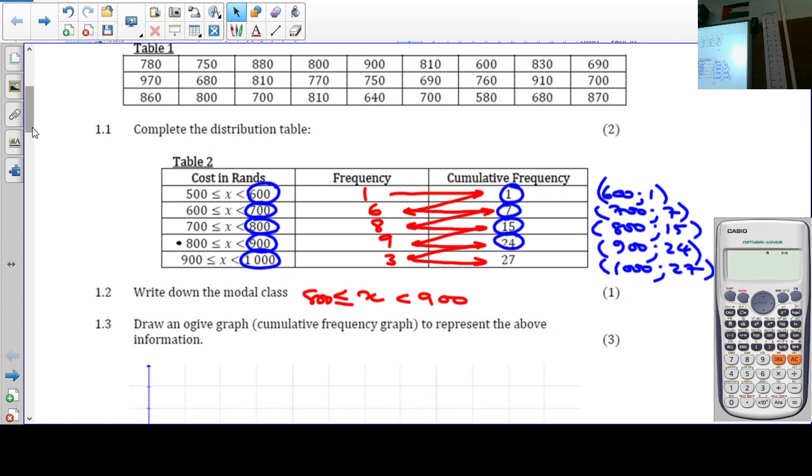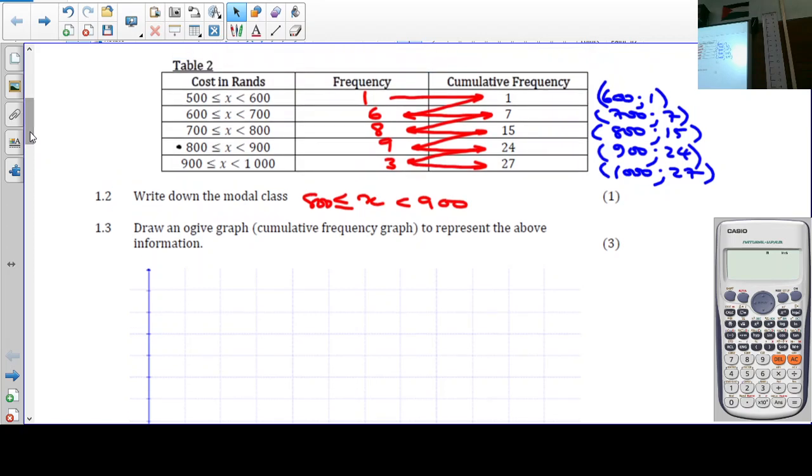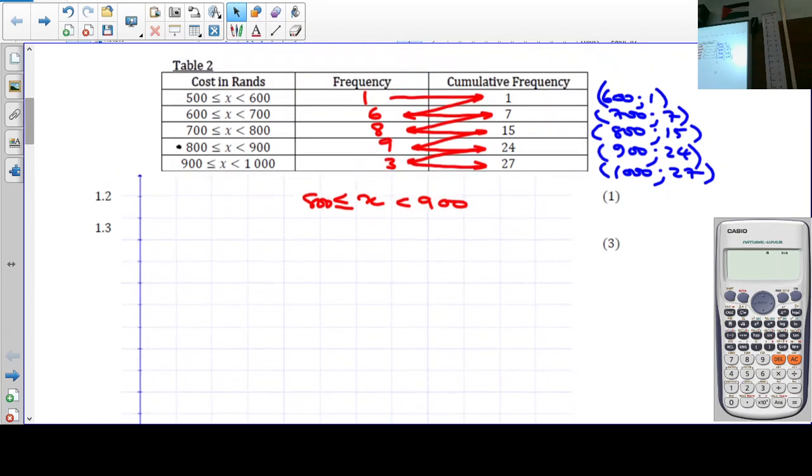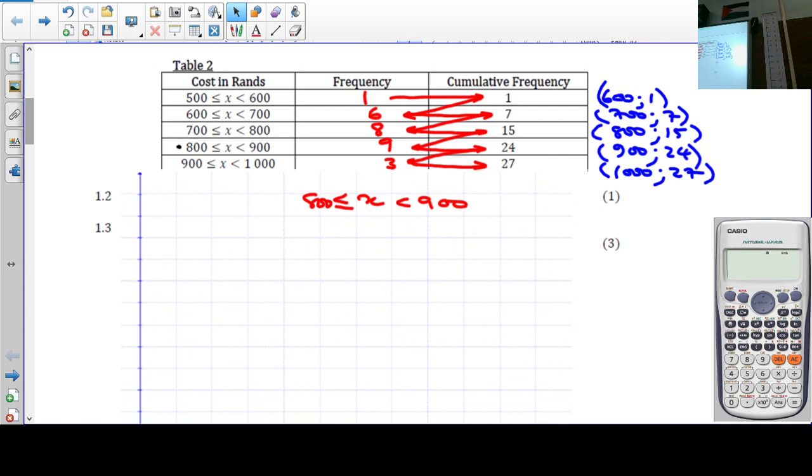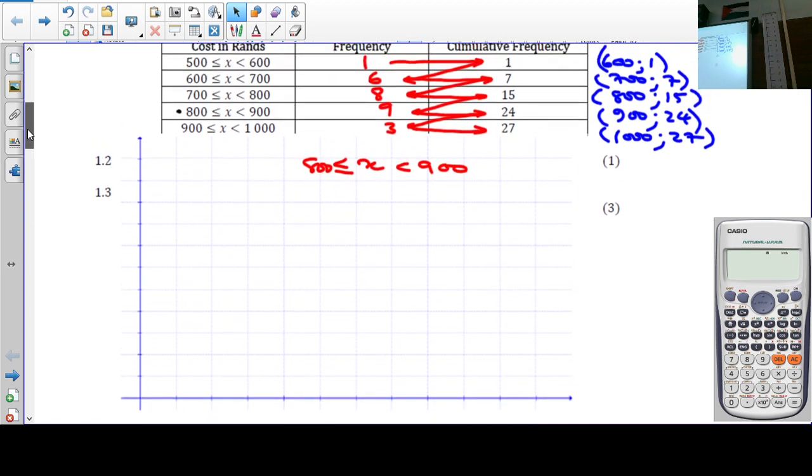Many students used the midpoint of the class interval to draw the cumulative frequency, which lost them a mark, and they used the ruler to draw the graph. The cumulative frequency polygon is a smooth curve. So those are the points we will be plotting. I'm just going to move this up so that we can have our points in focus here.